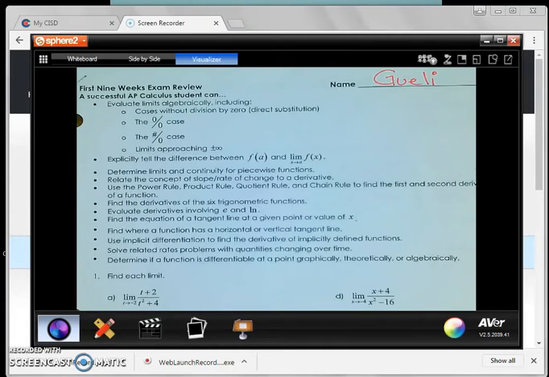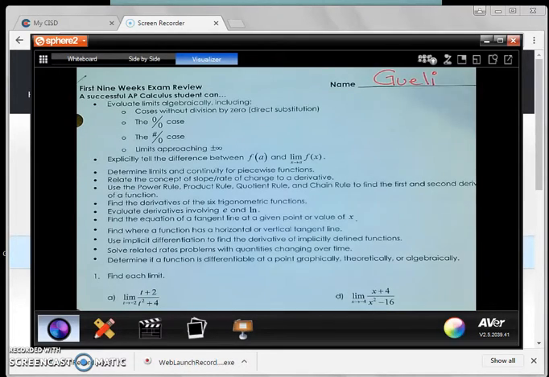I did want to take a minute and just go over the bullet points here. Remember, this review is not all-inclusive, and the test can definitely include things that are not on this review. The test is made up of approximately 10 multiple choice and 10 free response. That gives you an idea, and it will cover everything from Unit 1 and Unit 2.